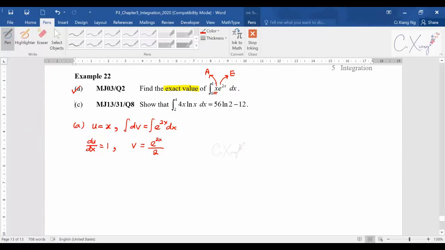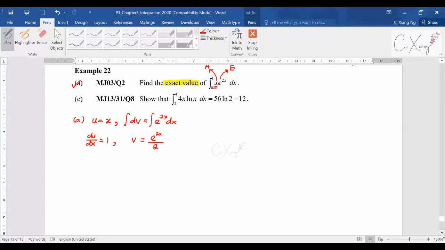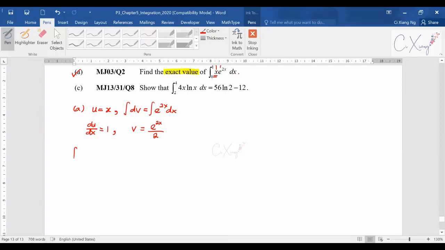Because I know that my limit here is 0 until 1, I will start to apply the formula. From 0 until 1, x e power 2x dx. My formula is uv, so u is x and v is e^2x divided by 2. Because I know that this is already part of my answer, I will just keep it with the limits 0 and 1. Then minus the integration from 0 until 1 of v du. My v is e^2x over 2, and du, you can see from here, equals dx.